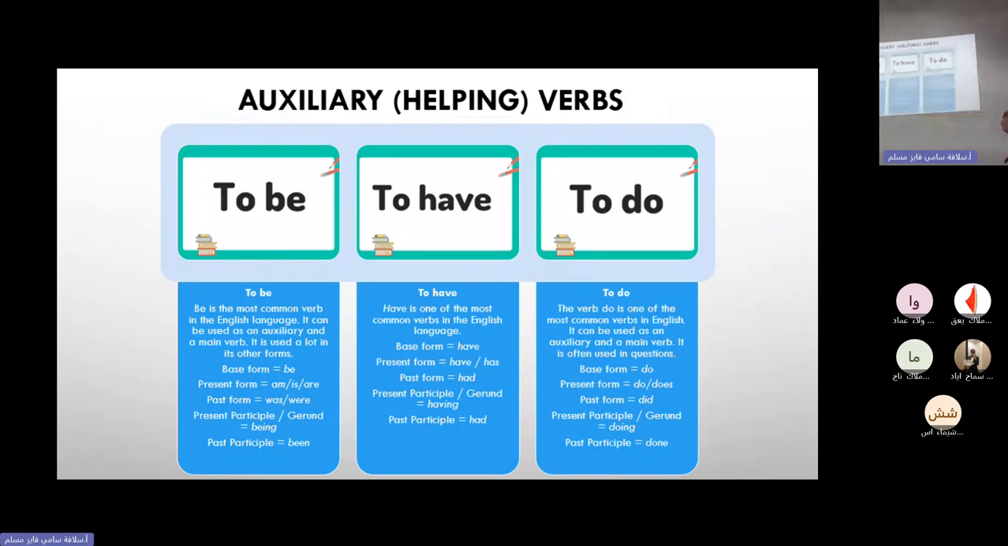Okay? And the last one, to do. The verb do is one of the most common verbs in English. It can be used as an auxiliary verb. It is often used in questions. Yeah? The base form, the verb to do, the present form do or does, the past did, the present participle or gerund doing, the past participle done. Okay?